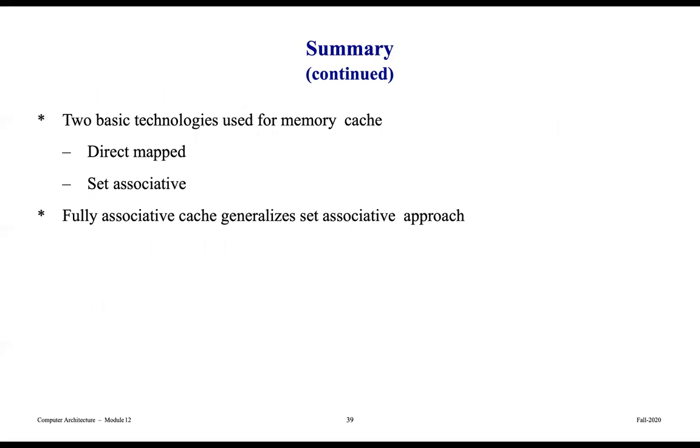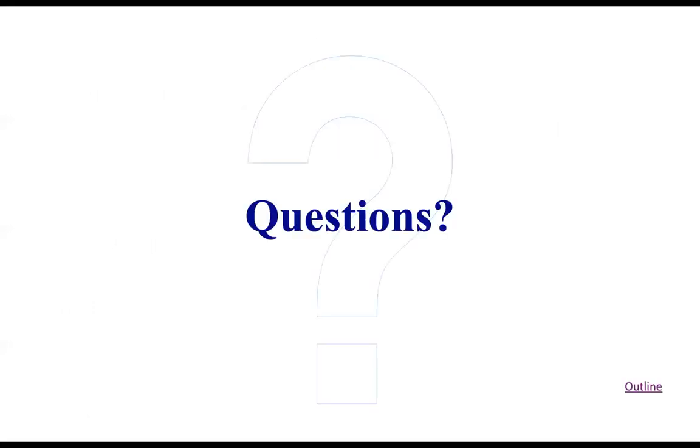And then continuing with the summary, there are two basic technologies used for memory cache, direct mapped and set associative. We tried to quickly give an example of both, and hopefully that was straightforward enough that you could follow along. Finally, fully associative cache generalizes the set associative approach. Anyway, hopefully you got a lot out of this lecture. That was just a quick introduction to caching.